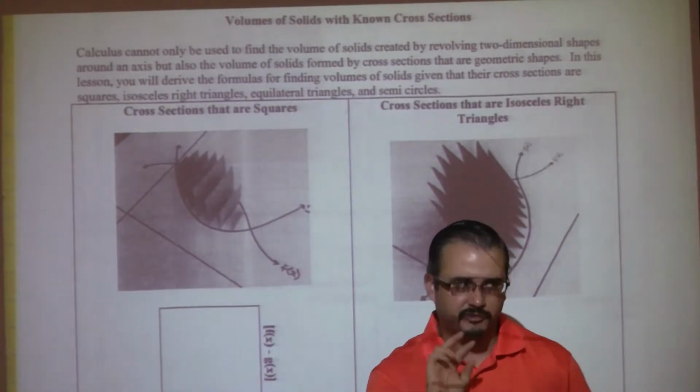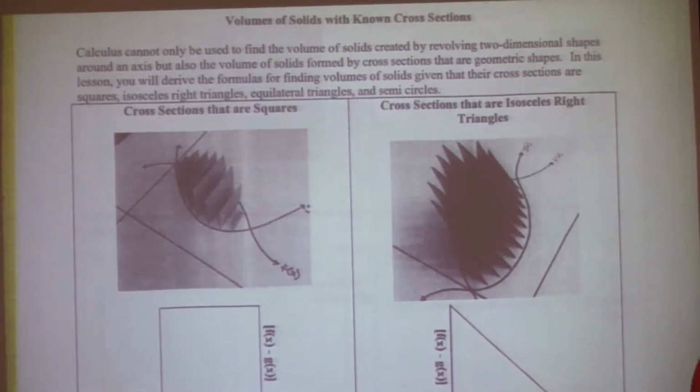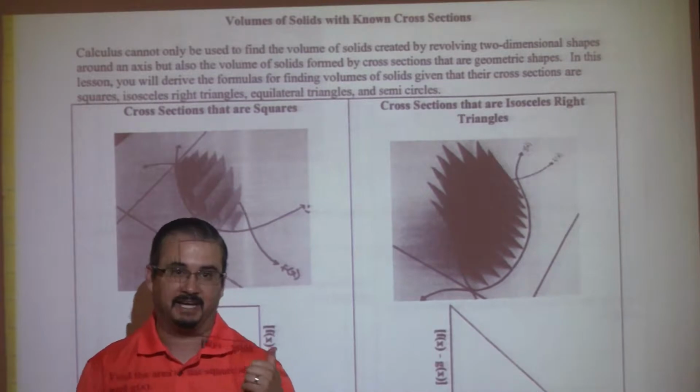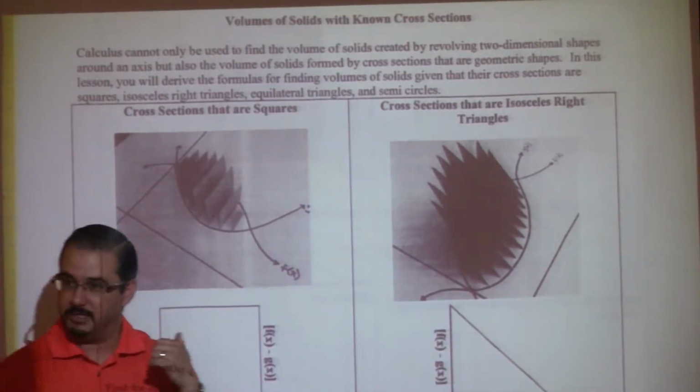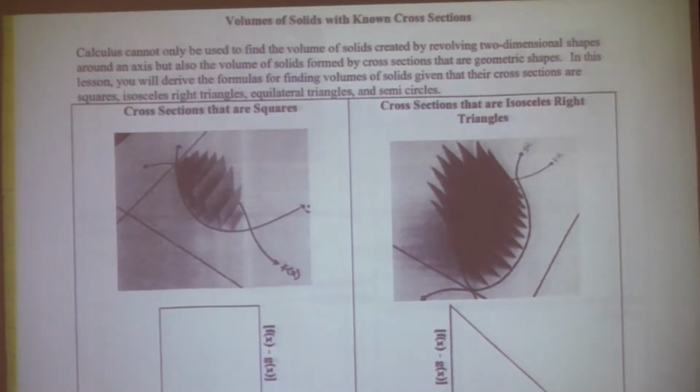Now sometimes they might try to trick you, and they might say the cross sections are parallel to the x-axis. If they're parallel to the x-axis, that means they're perpendicular to the y, so therefore it's a dy problem, not a dx problem. So be careful. Don't let them punk you like that. The ones we're going to be doing are all going to be dx type problems, but there could be some dy problems, and we'll look at some of those later.